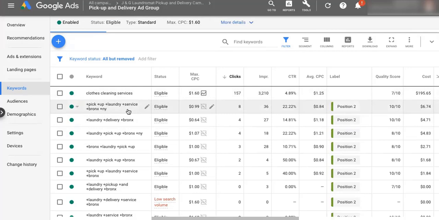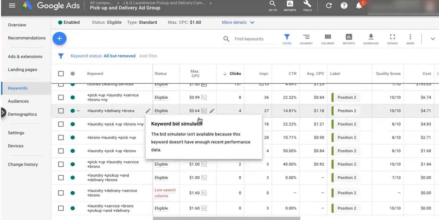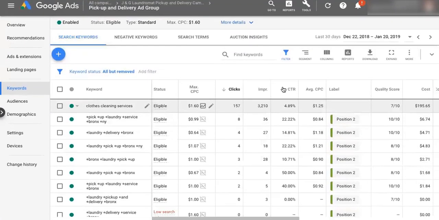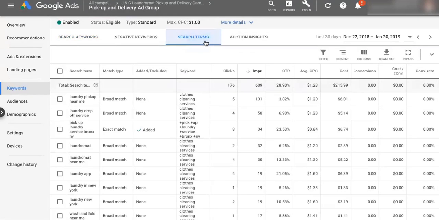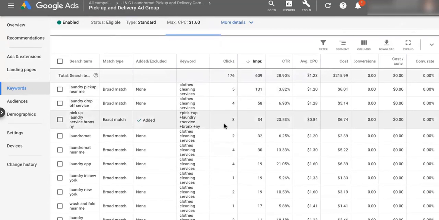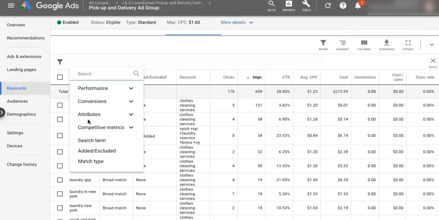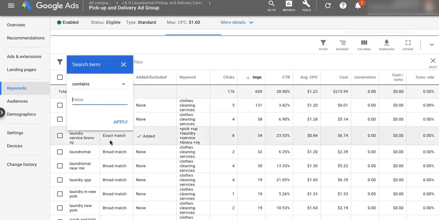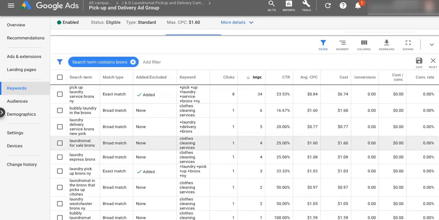So if we look at the search terms again and try to find those 8 clicks, this is where it gets a bit tricky for you. You can't see all the search terms for a particular keyword because they're all in one ad group. But if you look at search terms, do a filter, search term contains Bronx. Let's just do that for the minute. Pickup laundry service Bronx, New York. Okay, look at that. 8 clicks.